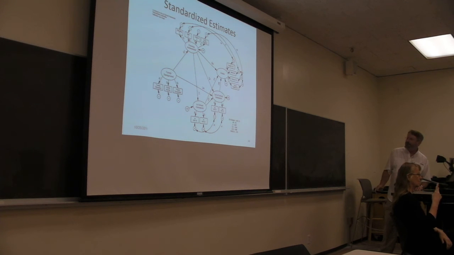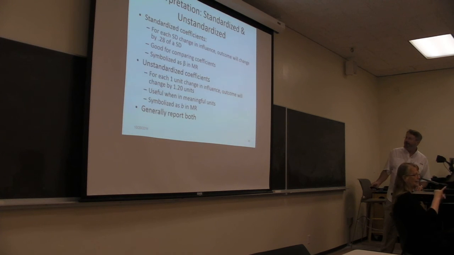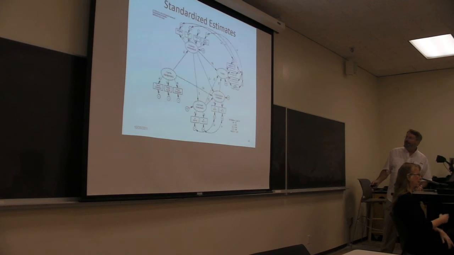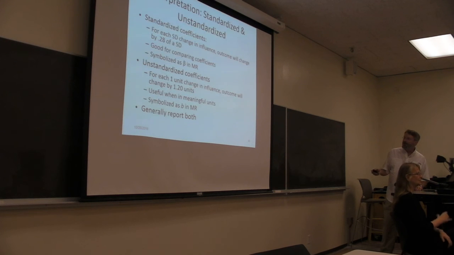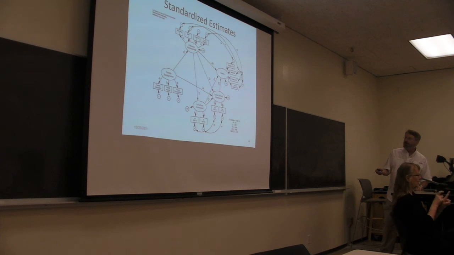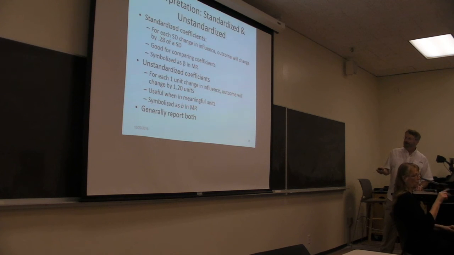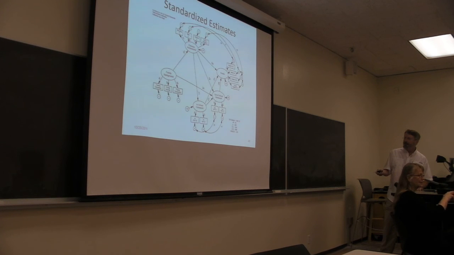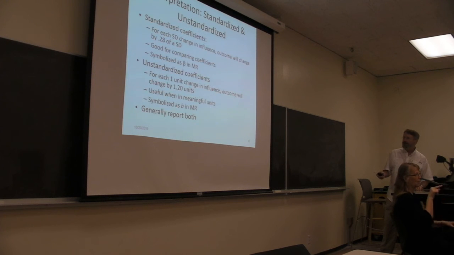Okay, so here we have the standardized estimates from this path. So just a little brief thing on how to interpret these. Standardized coefficients, we talk about change in standard deviation units. So this effect of 0.28, what does that mean? For each standard deviation increase in out-of-school homework, grades increase by 0.28 of the standard deviation.